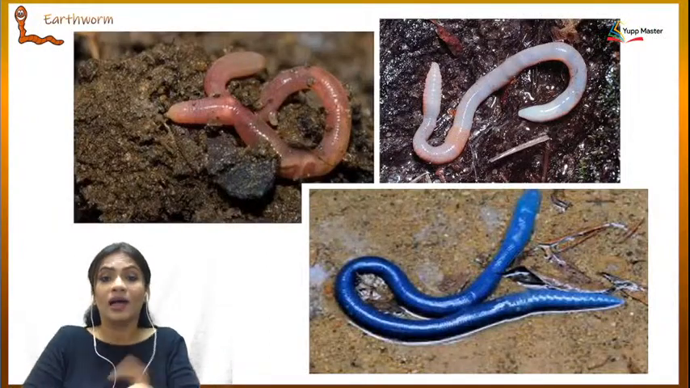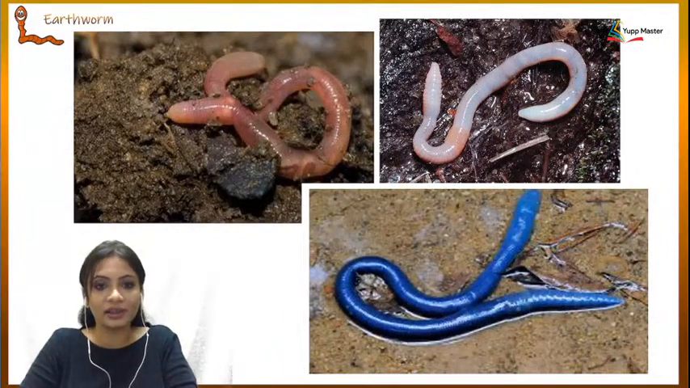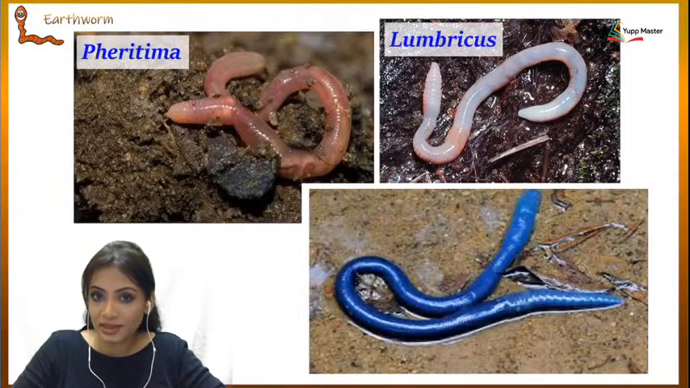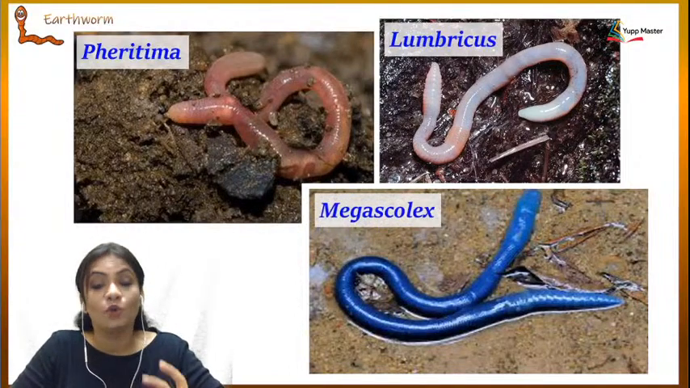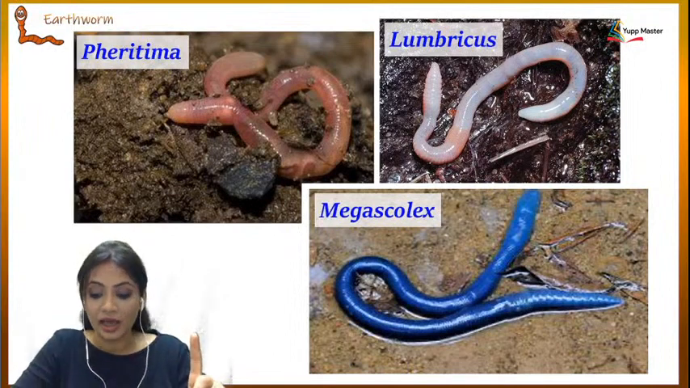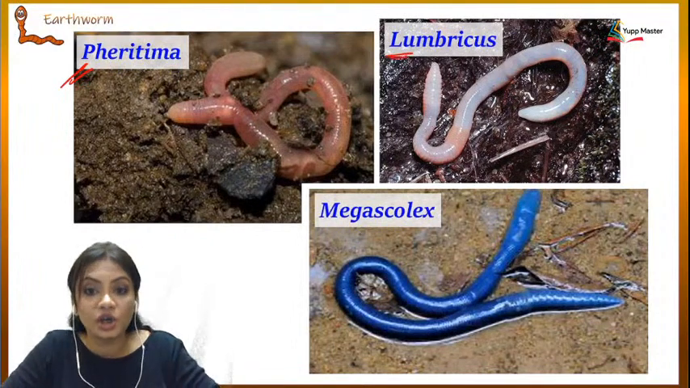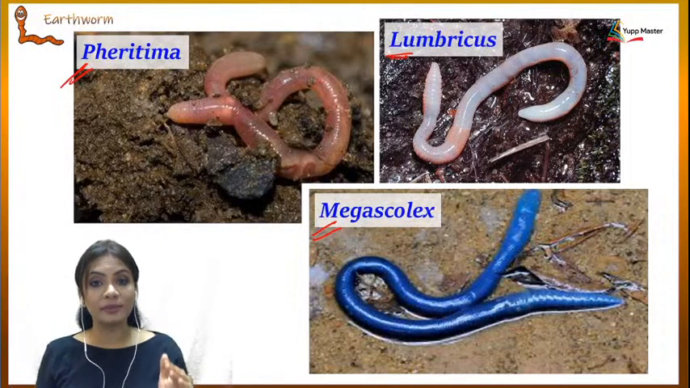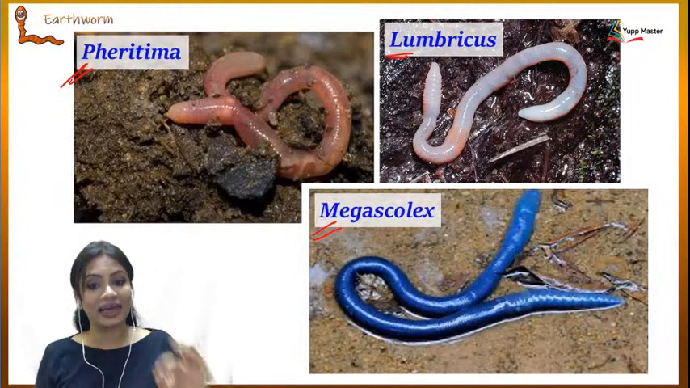Now, the most common earthworms found in India would be, first, the Pheretima, second, the Lumbricus, and third, look at that one down there, the Megascolex. We need to remember the scientific names of all of these three. First, the Pheretima, second, the Lumbricus, third, the Megascolex. So these three are the common Indian earthworms found.